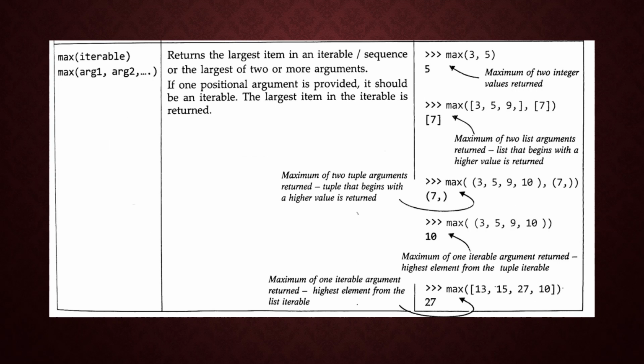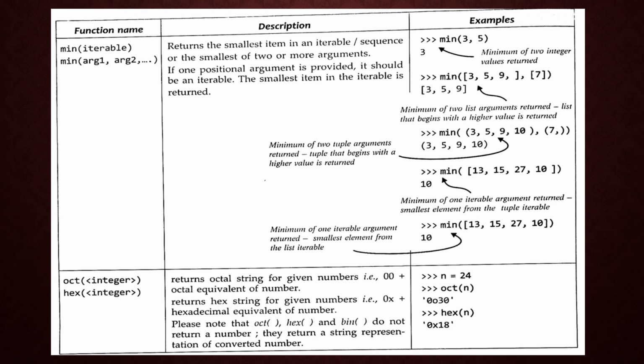If you are using tuples, it is the same method. Just like a list, it will display the largest element by comparing the first elements of all the tuples. Next one is min. The same thing that happened in max happens here: min(iterable), min(arg1, arg2), like this.